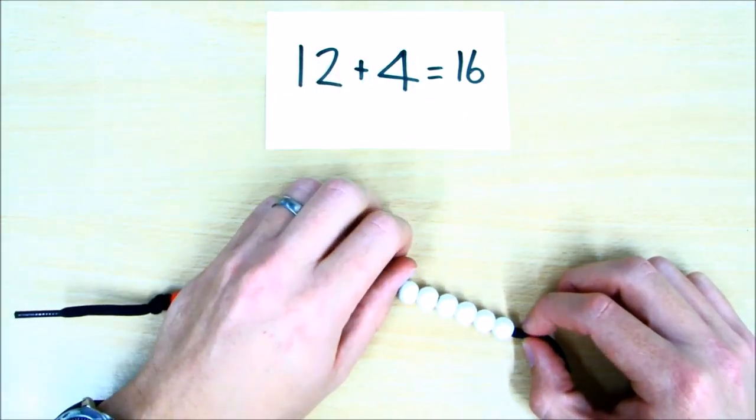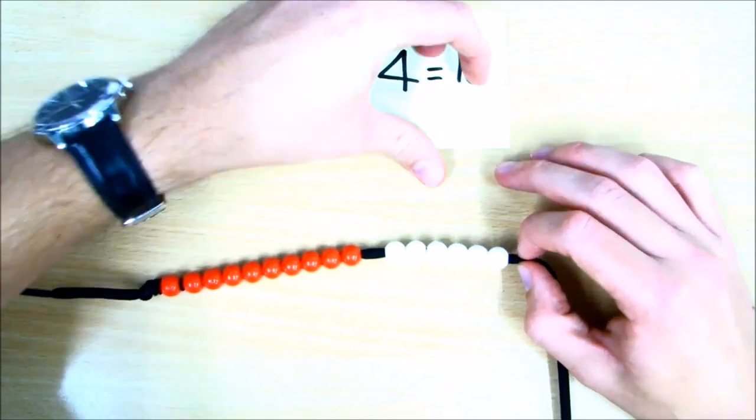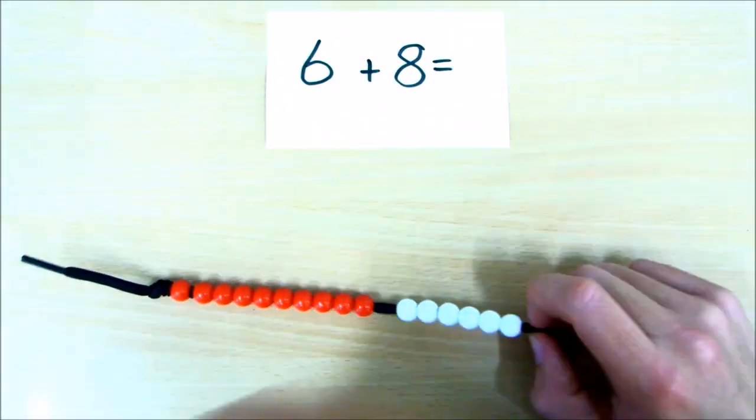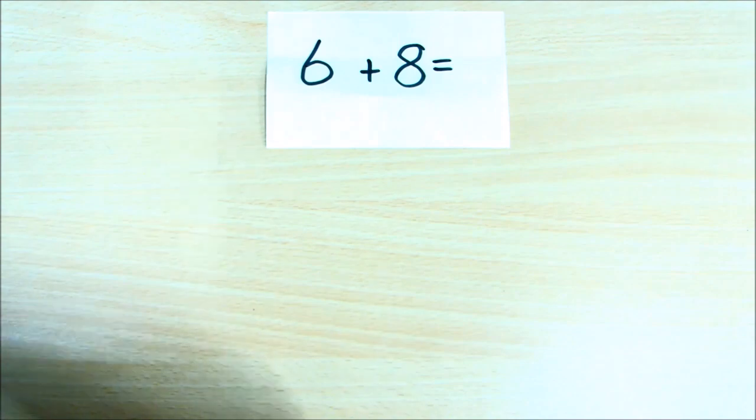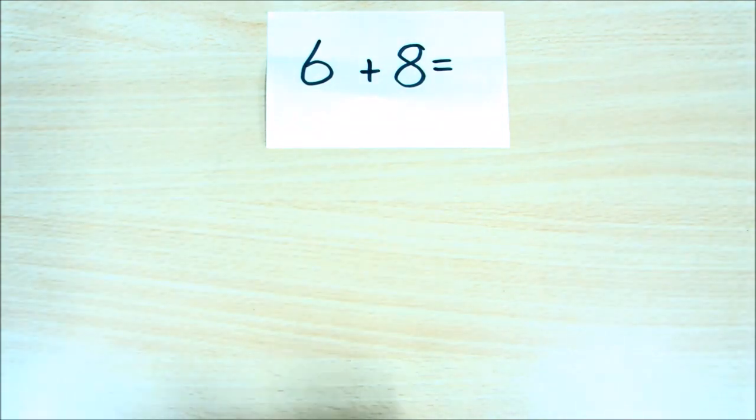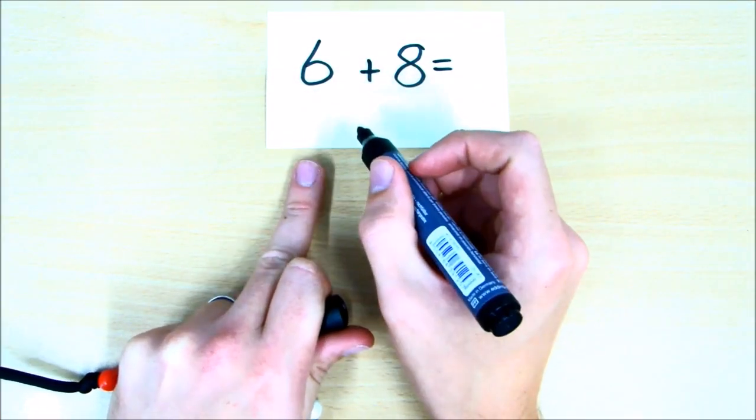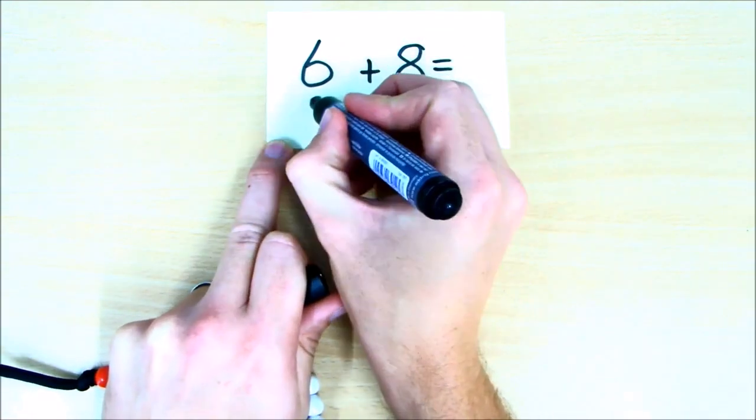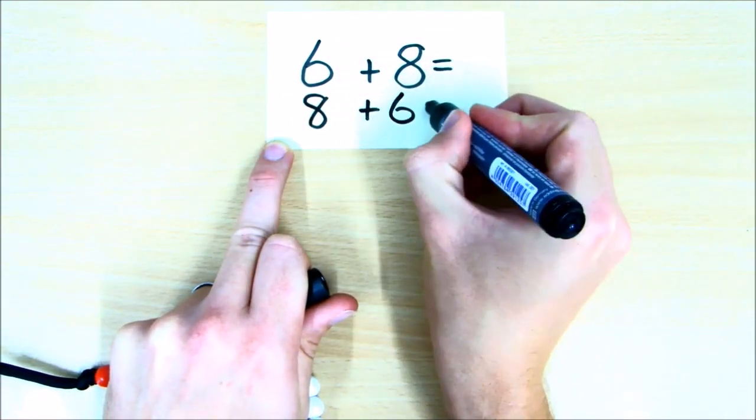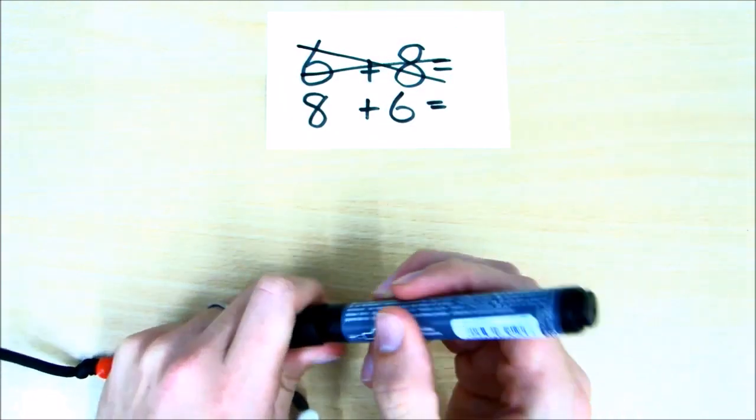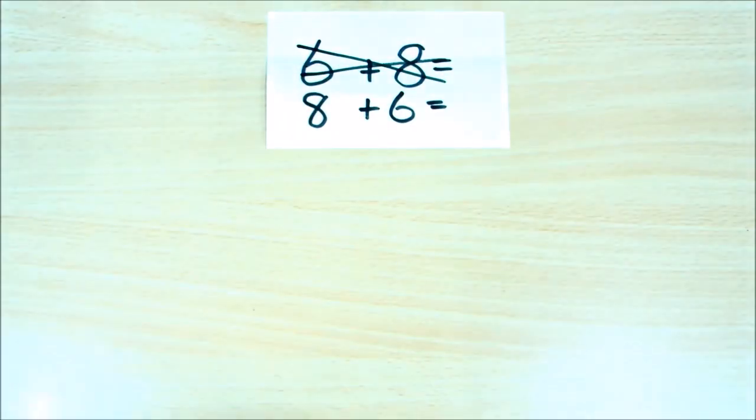Okay, let's have a look at our next question. Now this time, it's 6 add 8. Now, those of you who have seen the last video and have started to get into the habit of swapping these around will remember that I spoke about putting the big number before the small number. So let's swap this around to make it 8 add 6. As I've said before, it doesn't actually matter which way you do an addition calculation, you will get the same answer, but this is a good habit to get into for later in your maths journey.